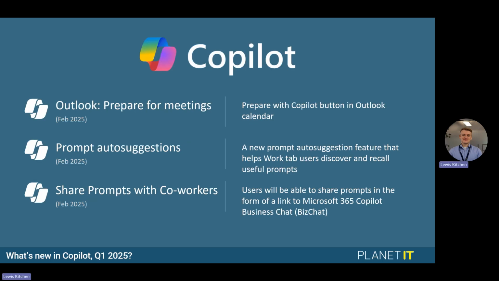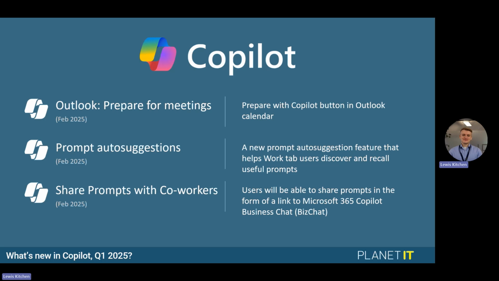Next up is Copilot. There's 2 slides for Copilot, quite a few things. First one in February, they are adding a prepare for meetings function. So when you open a Teams meeting or Outlook meeting, it will give you the option to prepare. And what Copilot will do is it will obviously read the meeting, read who's invited, and it will find relevant documents to help you prepare for the meeting.